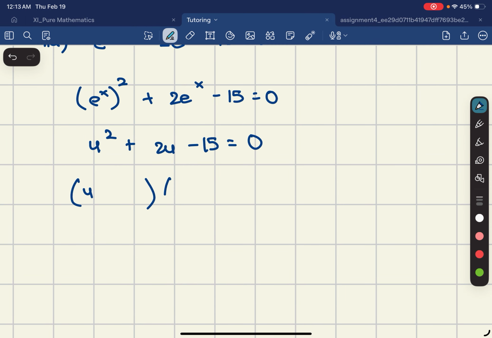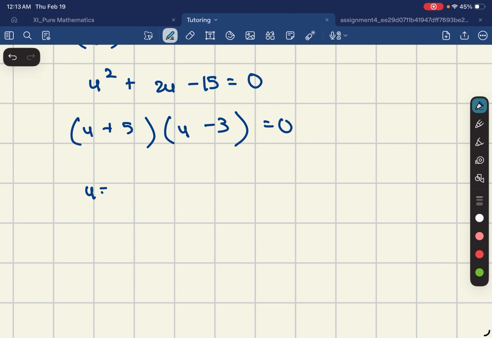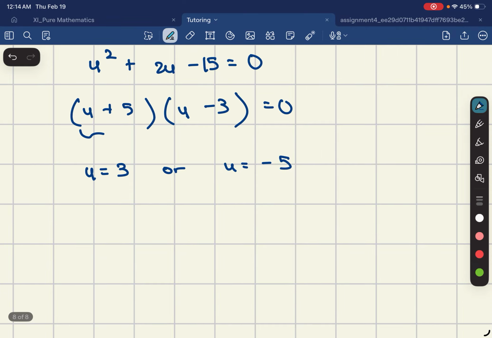Now, can I factor this? Let me think. 5 and 3. So plus 5 minus 3 is going to give me 2. u squared minus 3u plus 5u, that's 2u, minus 15. So u is equal to 3, or u is equal to negative 5. If I set this to be 0, I get u negative 5. If I set this to be 0, I get u 3, right?